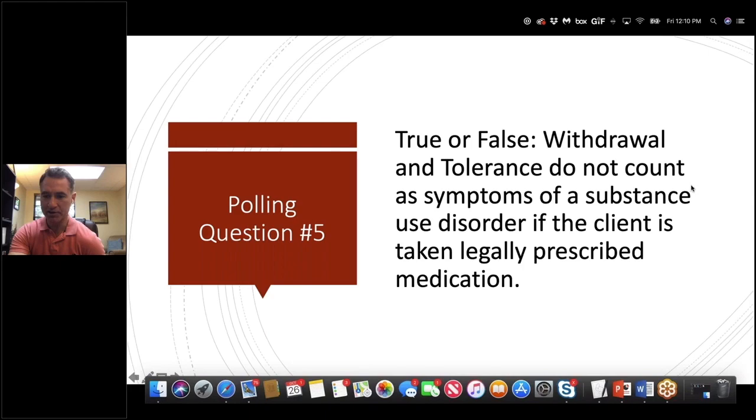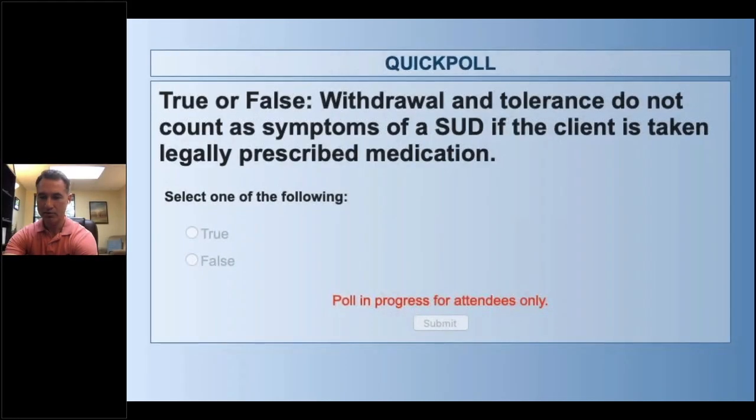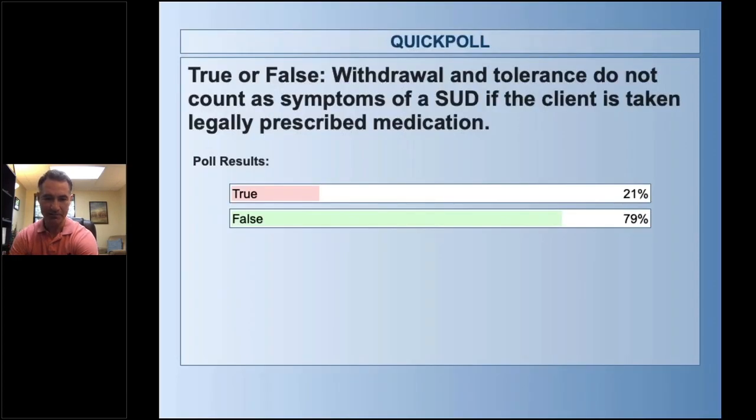Our next polling question is, true or false, withdrawal and tolerance do not count as symptoms of a substance use disorder if the client is taking legally prescribed medication. So I'll give you a moment to chime in and see what your opinion is on that item. All right, we'll go ahead and close our results out with 75% of you having chimed in. So 79% said that is false and 21% said true.